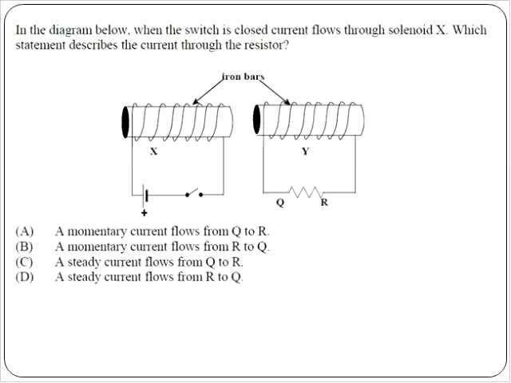So here's another example. And this one again is very similar to Faraday's iron ring apparatus. Each of these coils has an iron bar in it to strengthen the magnetic field. So we want to know, when the switch is closed and current flows through this solenoid over here, solenoid X, what happens in solenoid Y?